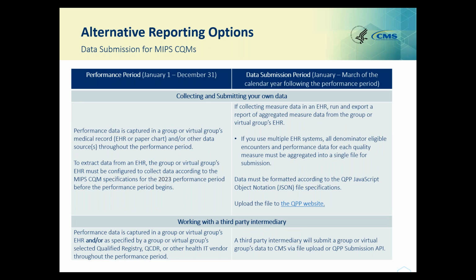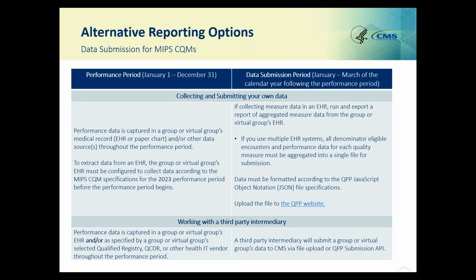The information on this slide pertains to MIPS CQMs. To collect and submit your own data for MIPS CQMs, your performance data will be captured in your group or virtual group's medical record, EHR, or paper chart, and/or other data sources throughout the performance period. To extract data from an EHR, your group or virtual group's EHR must be configured to collect data according to the MIPS CQM specifications for the 2023 performance period before the performance period begins.